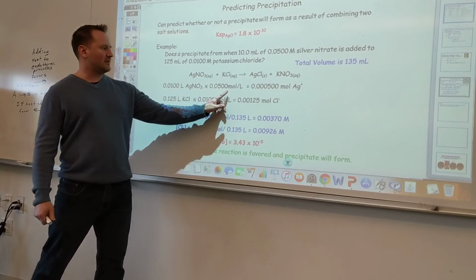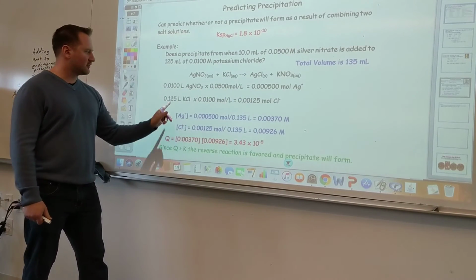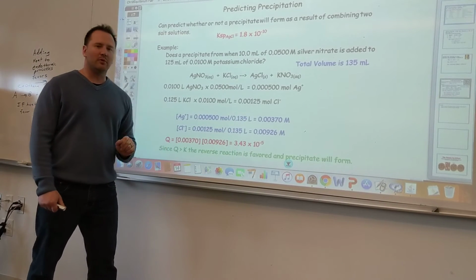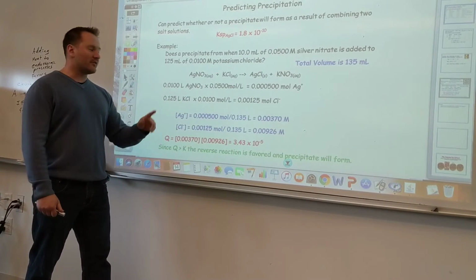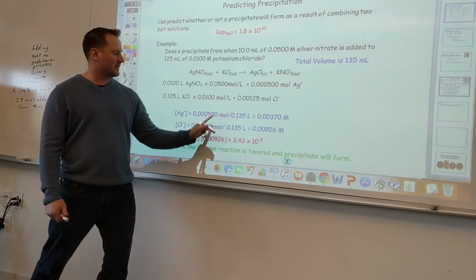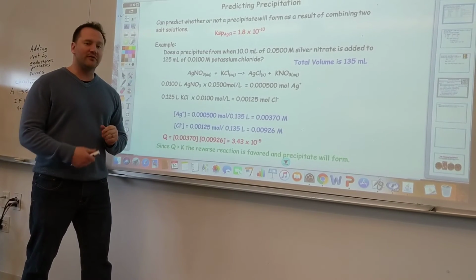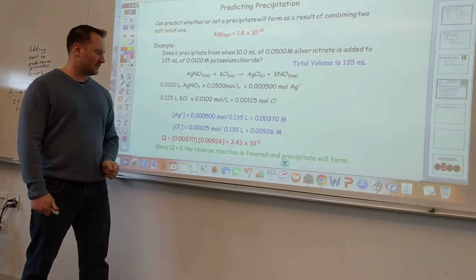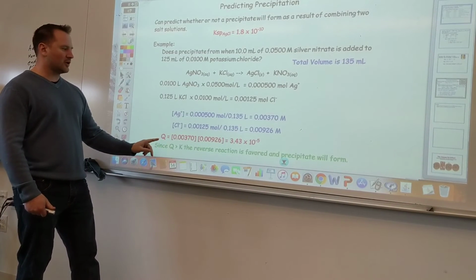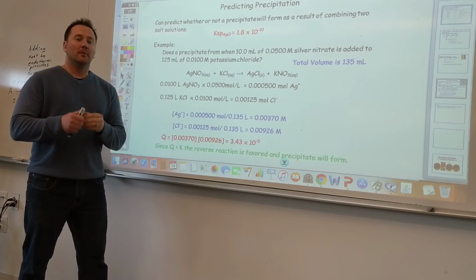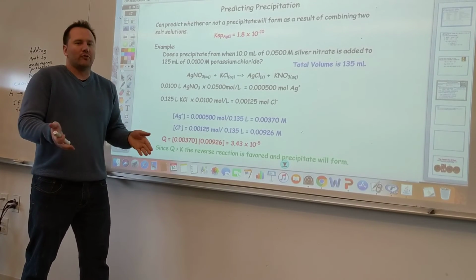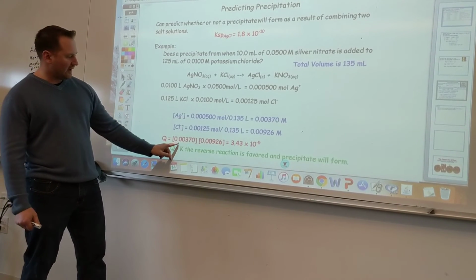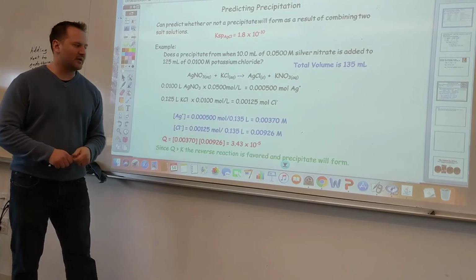So, the volume times the molarity gives me the moles of silver ions. The volume times the molarity gives me the moles of chloride ions. Solving for their concentrations, we simply have to take those number of moles and divide by the volume, which now is 135 mL, or 0.135 liters. When we plug that into our Q, which again is like our Ksp, but it's just at any point in time, when we don't know if we're at equilibrium or not, you have a value of 3.4 times 10 to the negative 5th.